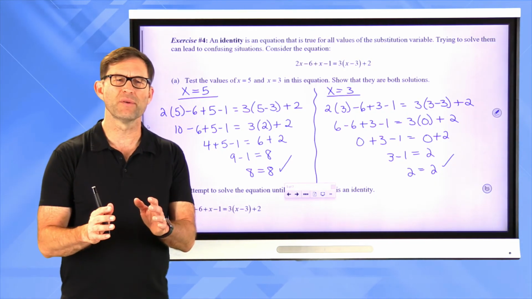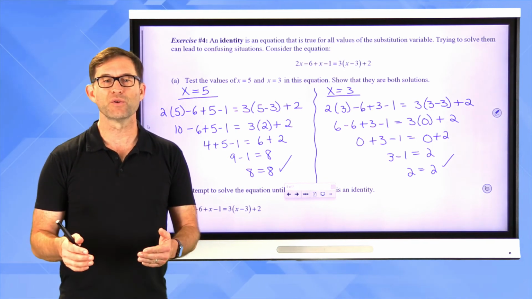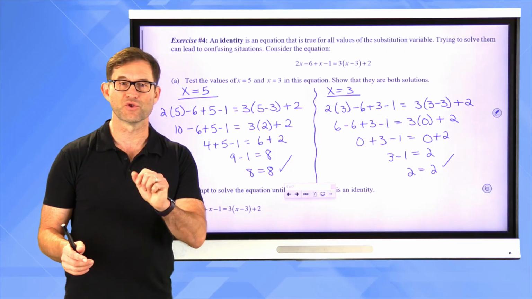And again, right away that would tell us that something a little bit strange is going on, simply because a linear equation we expect to have at most one solution.